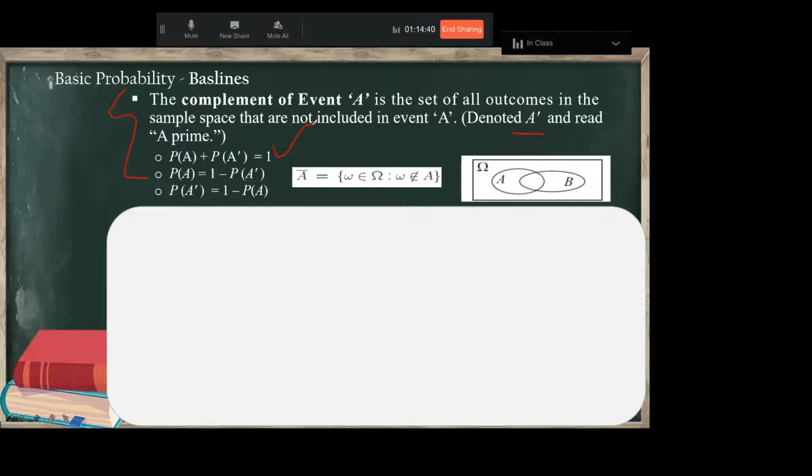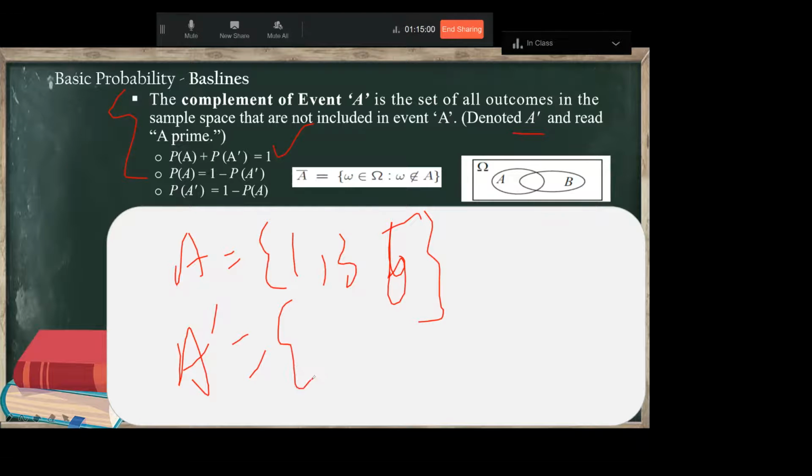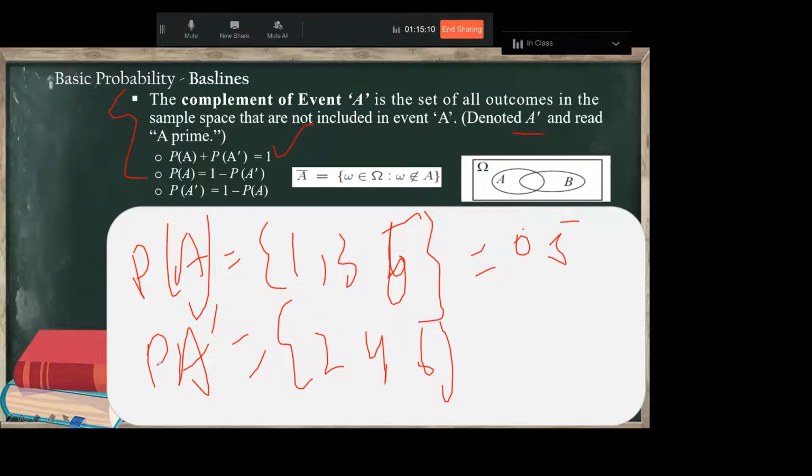We can learn from the example of a die that if event A is 2, 4, 6, the complement will be 1, 3, 5. If A is 1, 3, 5, then A complement is 2, 4, 6. So the probability of A is 0.5, so the probability of A complement is 0.5. Together, if we add them up, they give us the whole sample space.